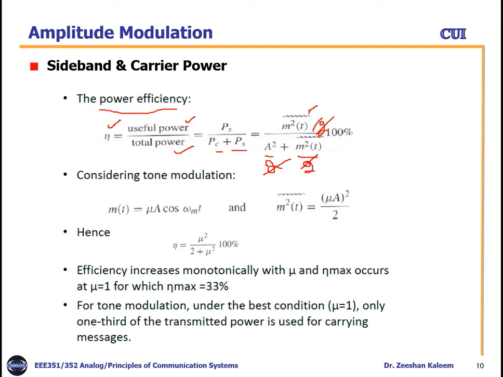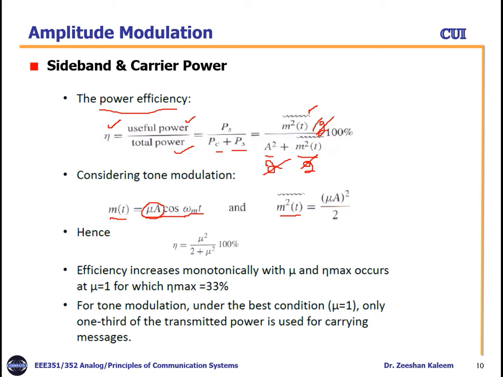Considering tone modulation, so let's consider the case of tone modulation. It means that we have only a fundamental frequency. So the message signal in this case will look like, as we already discussed in the previous slide, mu A cos omega mt. So let's calculate its power. How does it look? m square t equals mu A, so this is your amplitude. So mu A square over 2, this is your power.